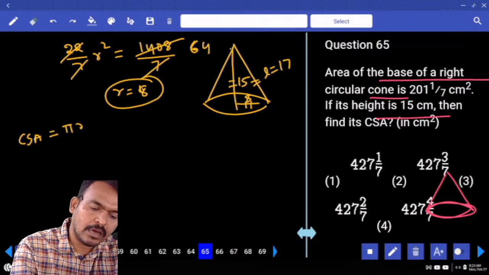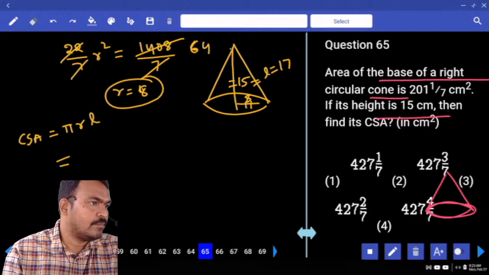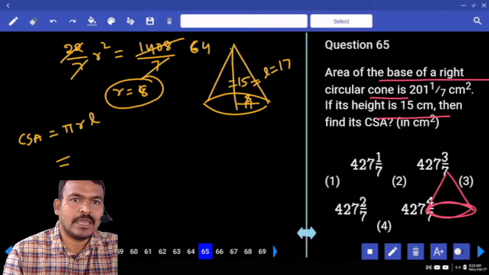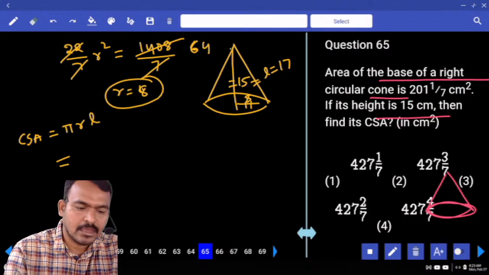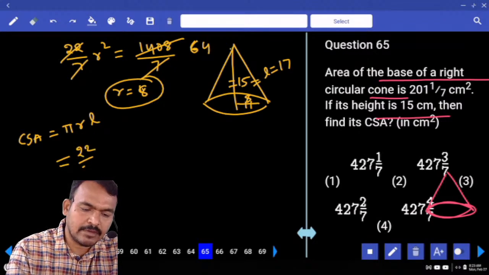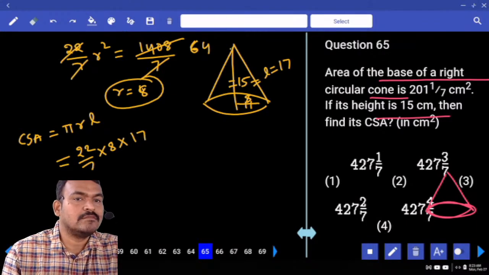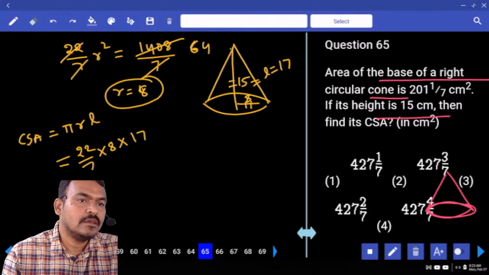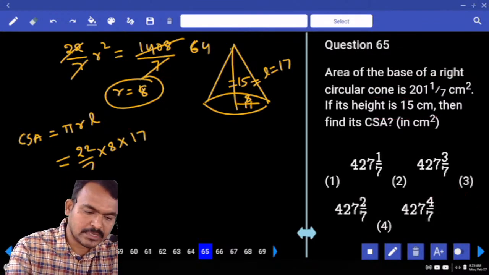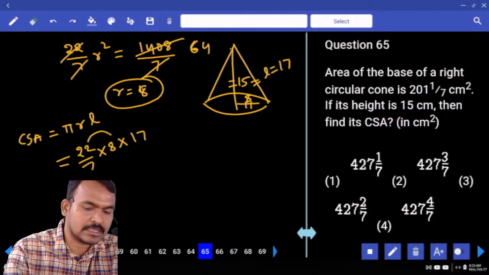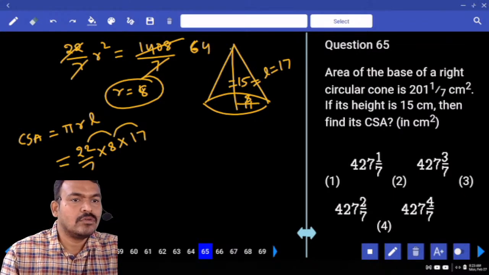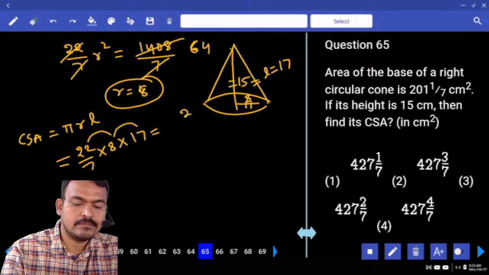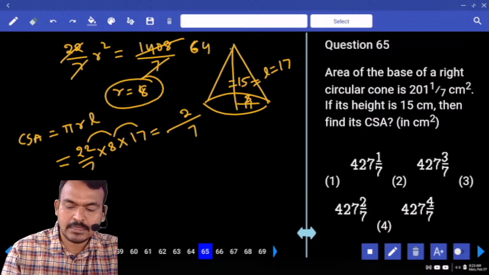What is the curved surface area of a cone? Pi r l, or not? Pi r l means pi r into s, s nothing but slant height, or not? Pi means we write 22 by 7 into r value 8, l value 17, or not? Any cancellations? No. Denominator must be 7. But the units position must end with 2. 8 sevens are 56, 6 sevens are 42. Ends with 2, or not? Ends with 2 divided by 7.